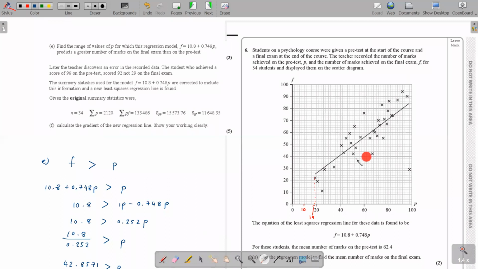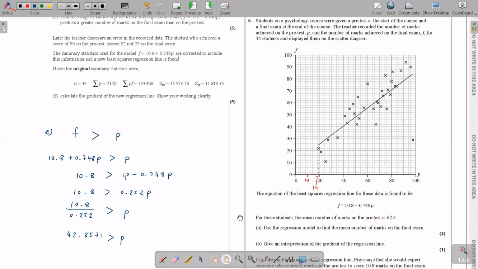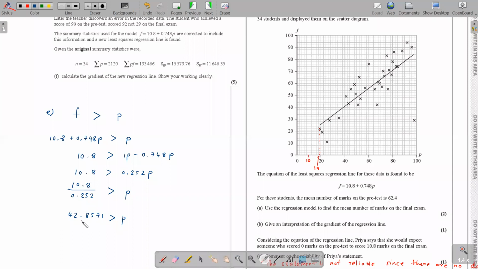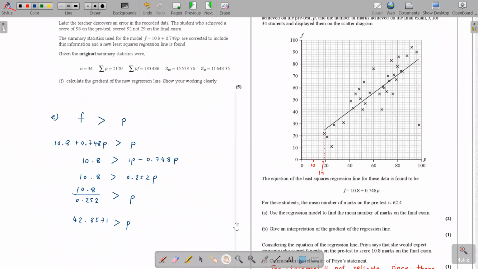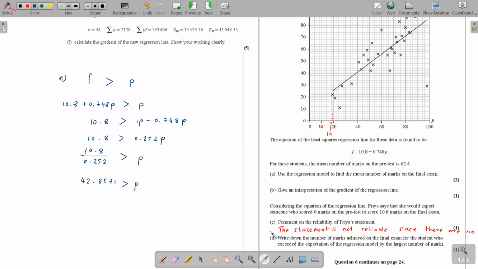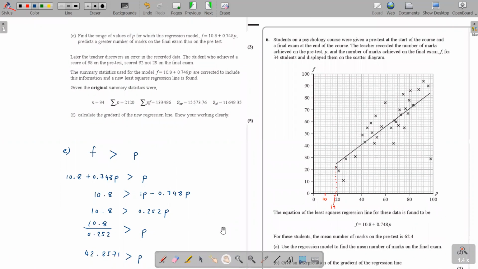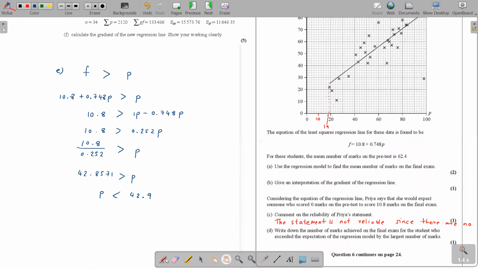Not according to the graph, but the scatter points, but according to the regression model. Now when you are using this regression model, for P values less than 42.8571, it will give a greater mark for the final exam than for the pre-test. So that is happening entirely from the straight line. So basically P less than 42.9 when you correct to 3 SF. Find the range of values of P. Okay, then let's move on to part F.